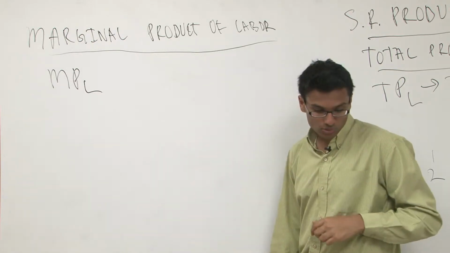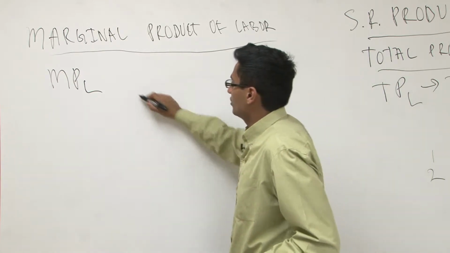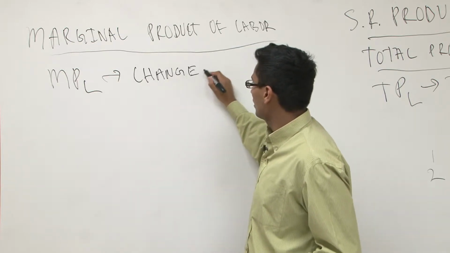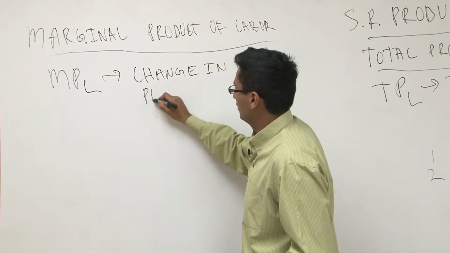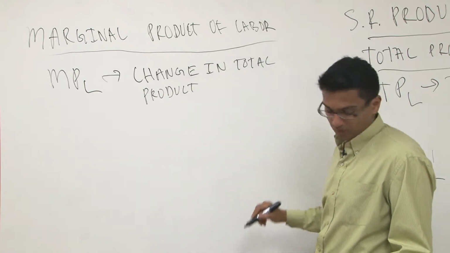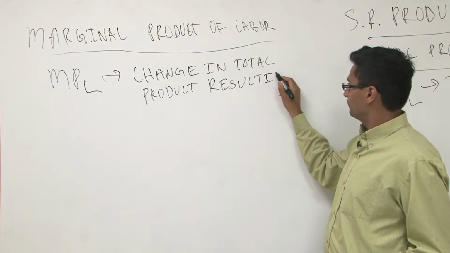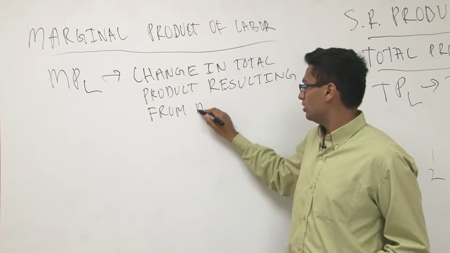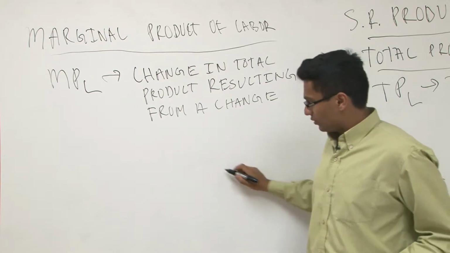The marginal product of labor is defined as the change in total product. Let's go ahead and write that down. Change in total product resulting from a change in the labor input. What do we mean by this? Resulting from a change in the labor input.